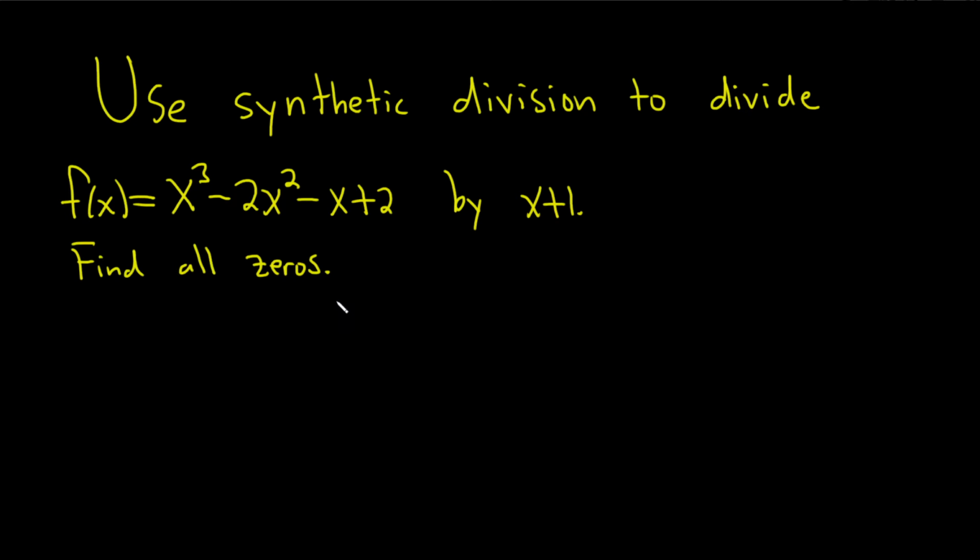In this problem, the question is to use synthetic division to divide this polynomial by x plus 1, and then we want to find all of the zeros. Let's go ahead and go through it. So we'll start by dividing by x plus 1 using synthetic division.